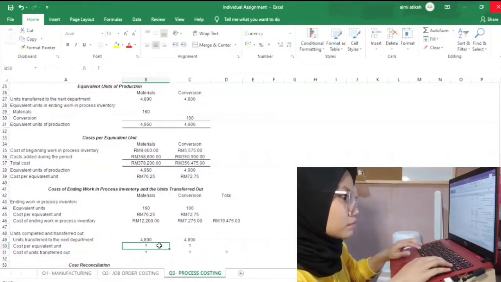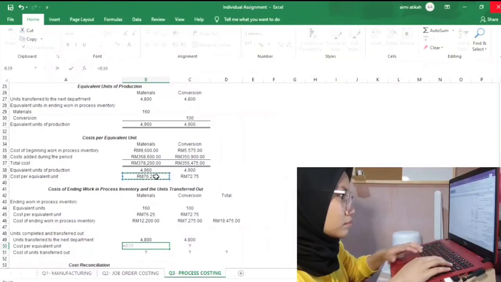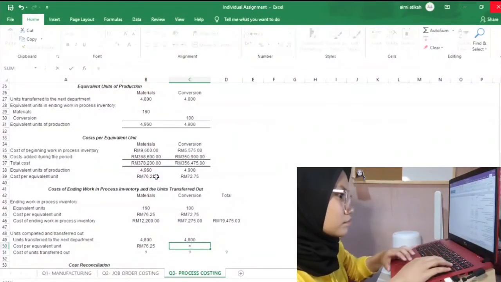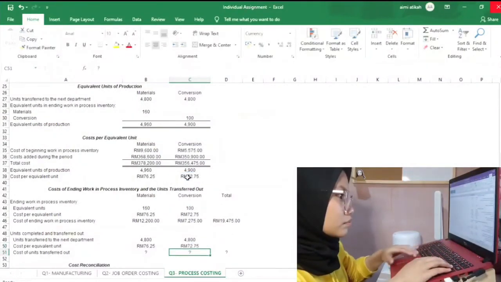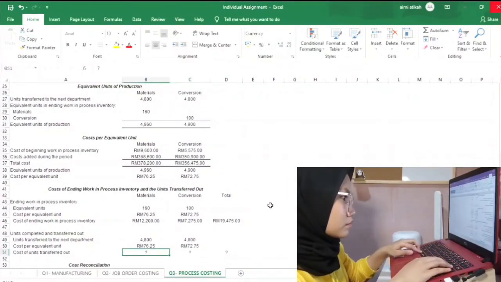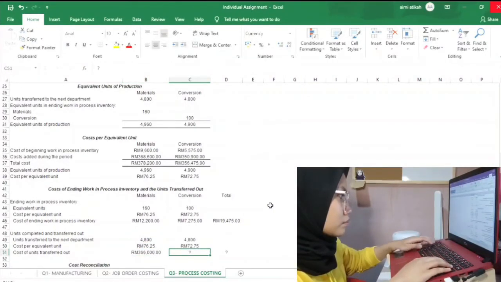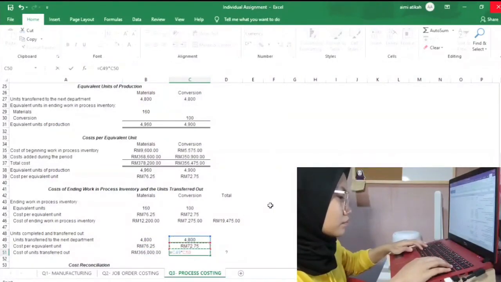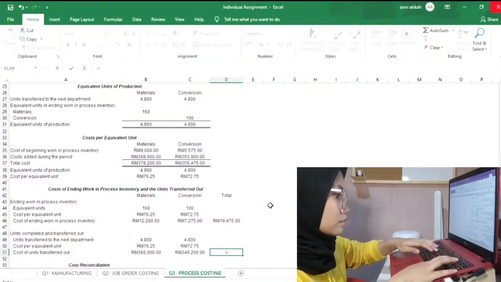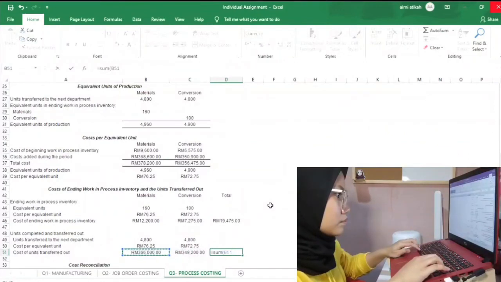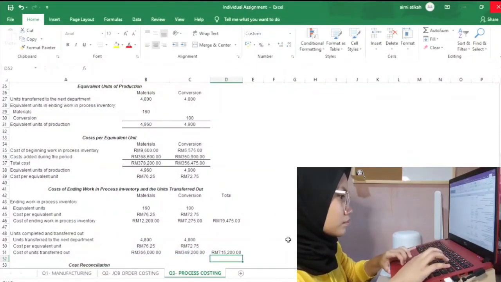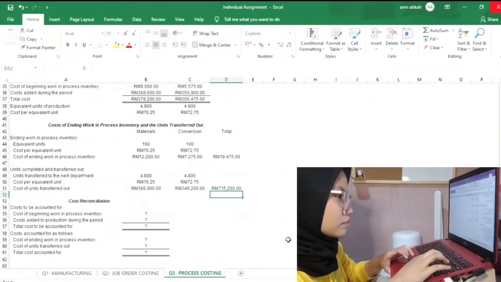And cost per equivalent unit for materials and cost per equivalent unit for conversion. And for cost of units transferred out, I will take units transferred to the next department times cost per equivalent unit and do the same for conversion. And for the total, I will take the total of units transferred out for materials and conversion. I will sum both of them.